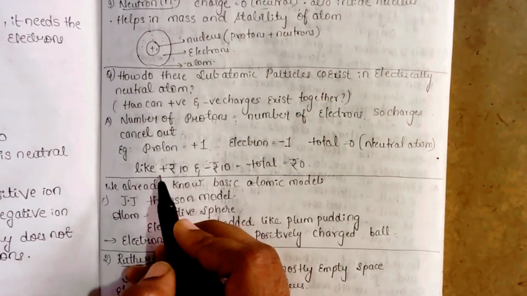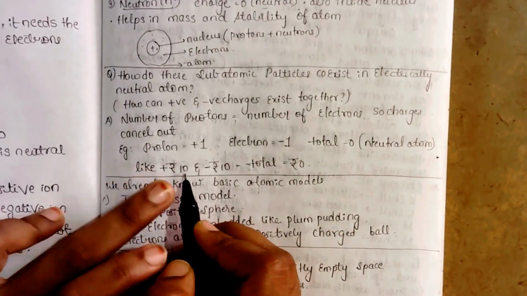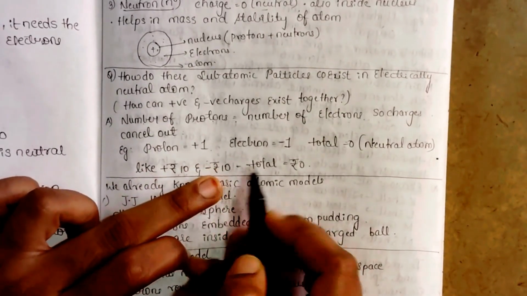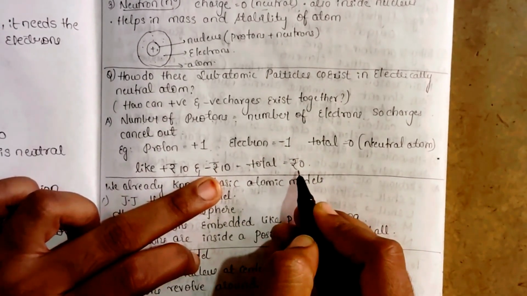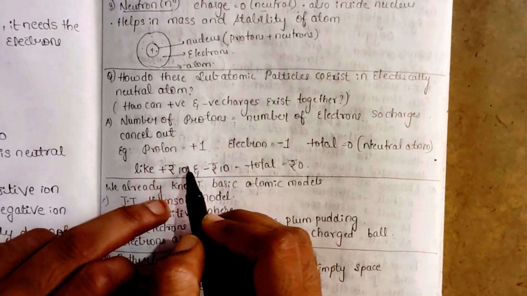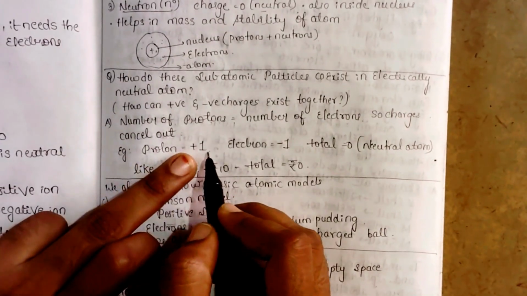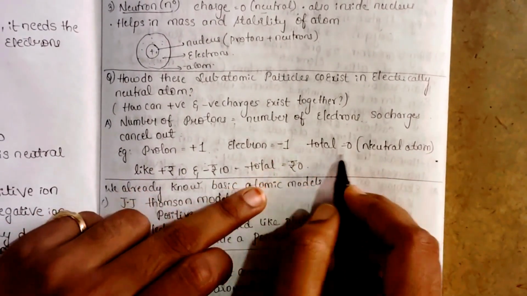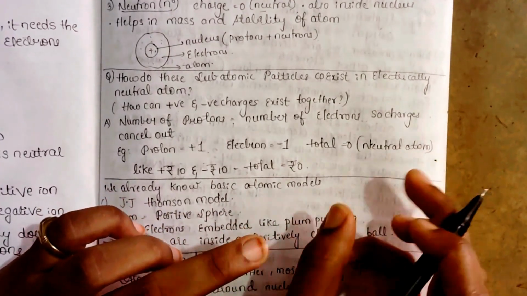Okay. You see the example here. Someone gave you 10 rupees and they took the 10 rupees. Then what will be the amount you will have? 0 only, no? In the same way, if the proton has +1 and the electrons are -1, then the total will be 0. Then the atom will be neutral.